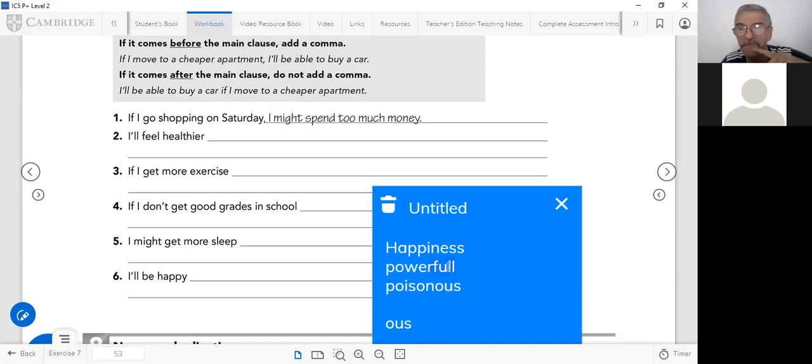FULL in powerful converts a noun into an adjective. And poison is a noun that is converted into an adjective by adding OUS. There are many other letters that are added to certain words to convert them from adjectives to nouns or from nouns to adjectives. In this situation, we are talking about these kinds of exercises.